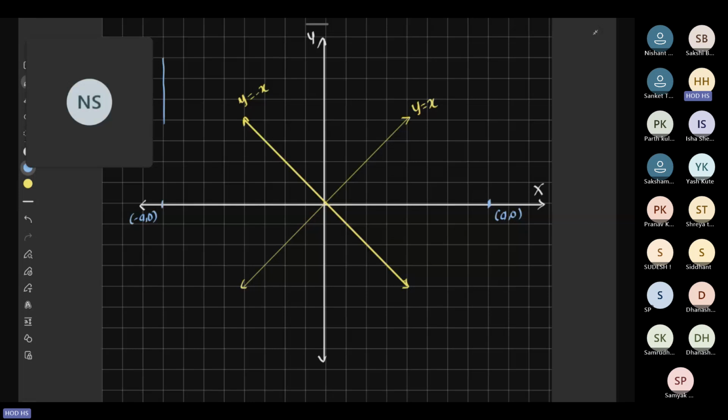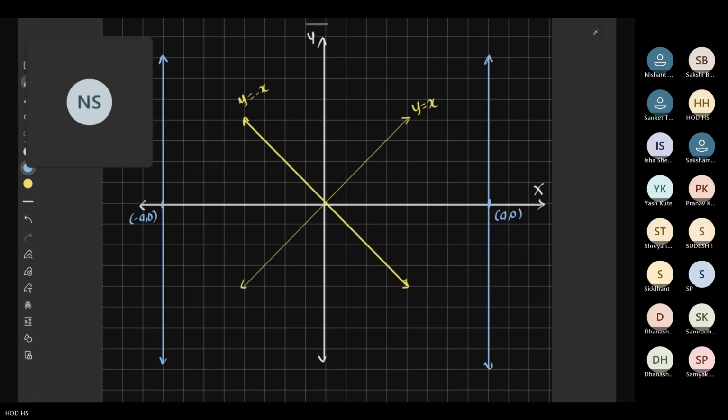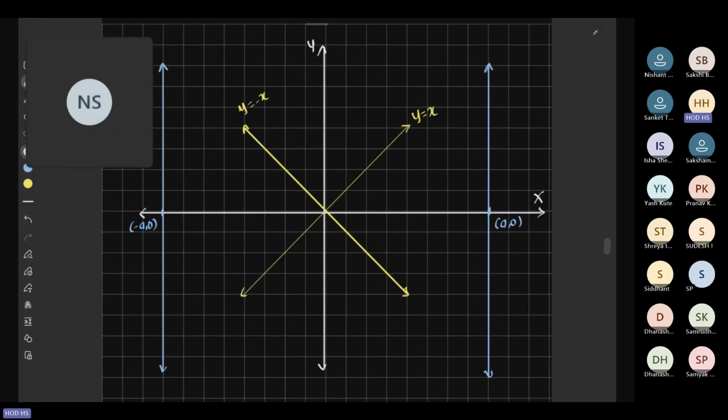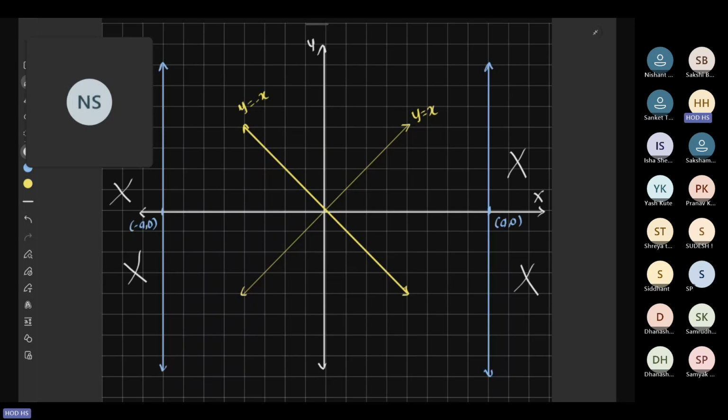And I know at these points I have a tangent parallel to the y-axis. So I'll draw those tangents. Now, what I know about the curve: the curve does not lie here, the curve does not lie here, and this line has to be a tangent. So the curve must start something like this way, right? And then while reaching the origin, y is equal to minus x should be a tangent. So I will start again like this and I will reach like this one.